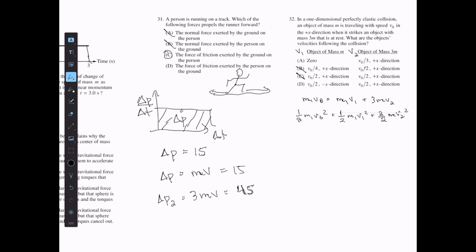So 1/2, so it was v0 squared is equal to v1 squared plus 3 v2 squared. So let's test A. 0 plus 3 v0 squared over 9. That's not true. So it's D, but let's just check it real quick. It's equal to v0 squared over 4 plus 3 v0 squared over 4. That is true. So D is the answer.